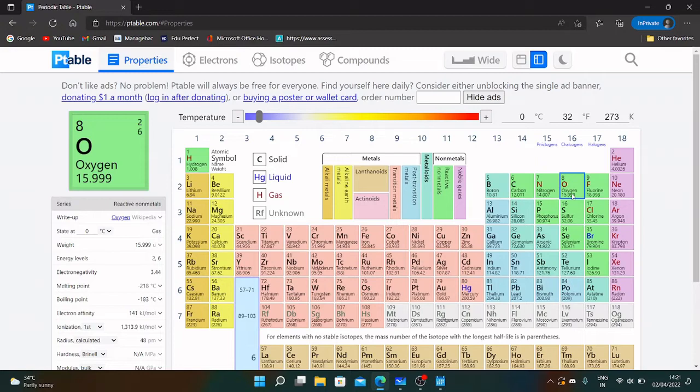You may know this already, that the atomic mass tells us the number of electrons and protons in the atom. For example, the atomic mass of oxygen is 16. It has 16 electrons and 16 protons. But do you think this also tells us about the number of neutrons? The answer is no, it doesn't.